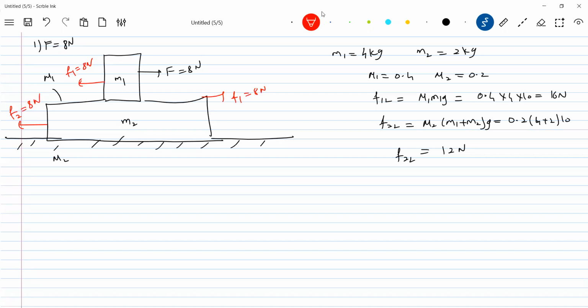Keep it here. 16 Newton. A very good problem I just picked up. You can see things will be very interesting for different values of F. Let me make it 16 Newton. Carefully analyze the second situation.